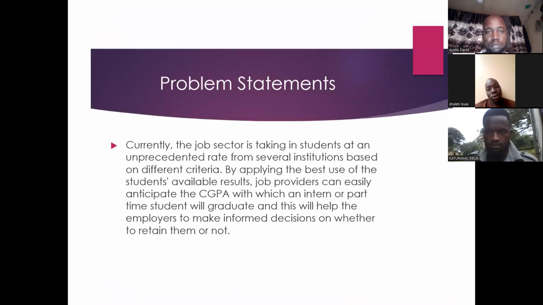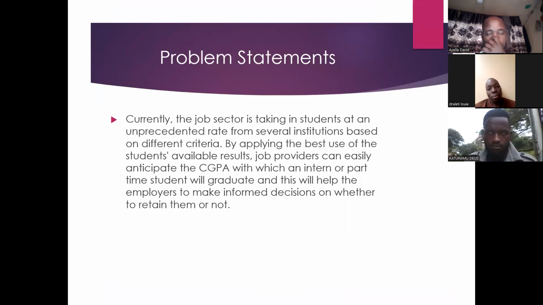And onto the next slide, what you're going to see is our problem statement. First of all, I'm just going to read it for you. Currently, the job sector is taking in students at a very high rate on different criteria. To some, CGPA may not really be a very big issue. Some may prioritize experience, but that's subjective. It really varies. So by applying the best use of the students' available results, job providers can anticipate the GPA with which an intern or part-time student will graduate, and this will help the employers to make informed decisions on whether to retain them or not.